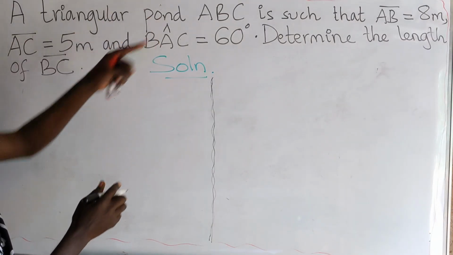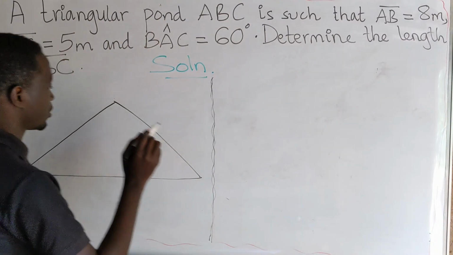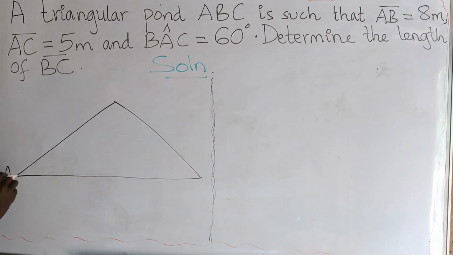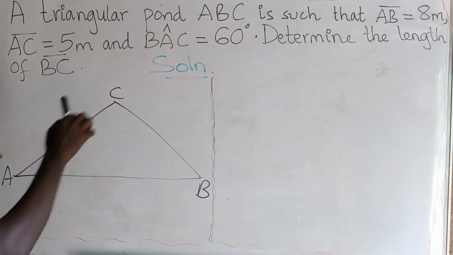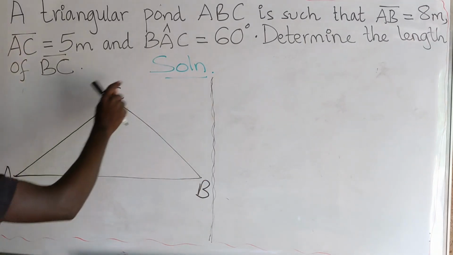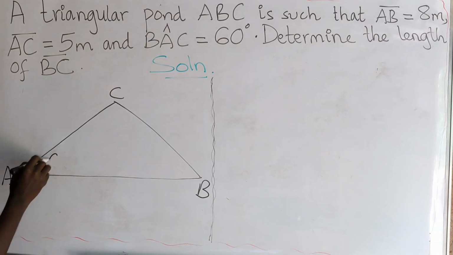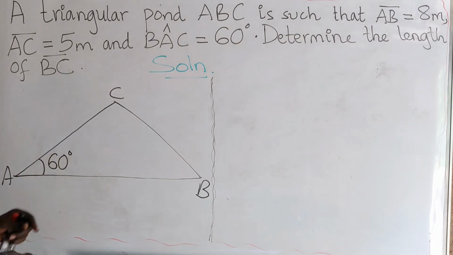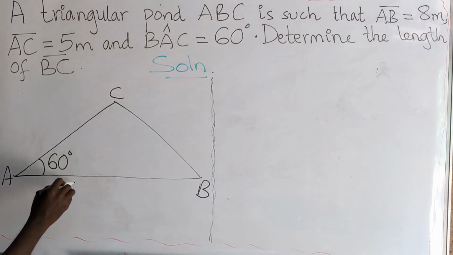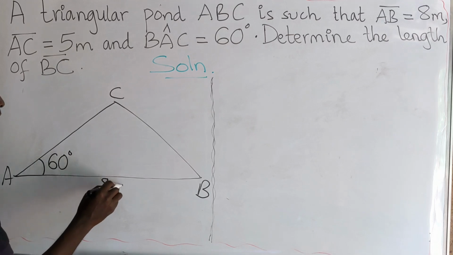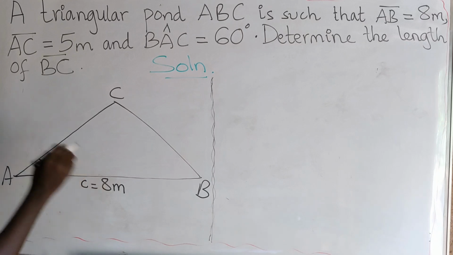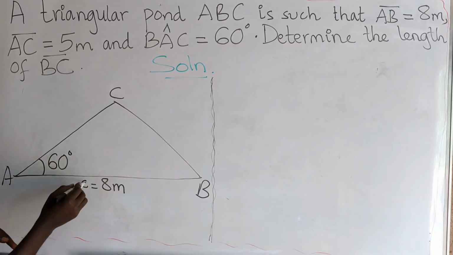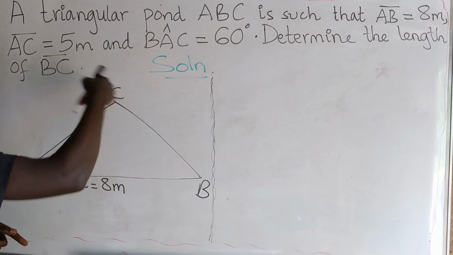Okay, now let's sketch this triangle. Let's take this as A, B, and here, angle C. We are given BAC is equal to 60 degrees, meaning this angle is 60 degrees. And you are given side length AB is equal to 8 meters. This side is opposite to angle C. Now let's take a small letter c is equal to 8 meters. This side length, we take it as a small letter c, as it is opposite to angle C.